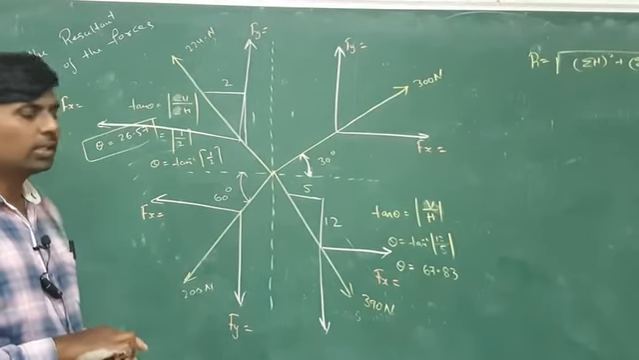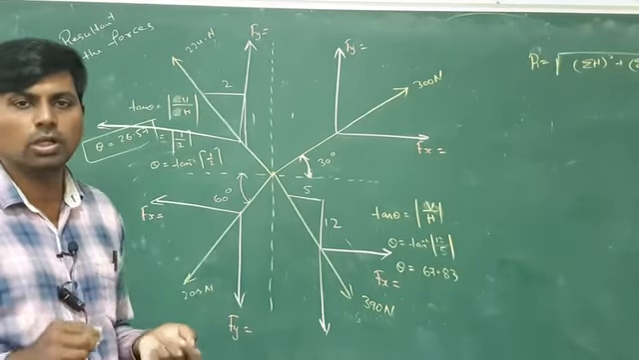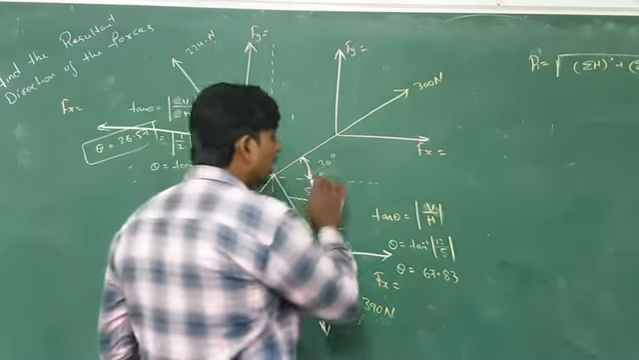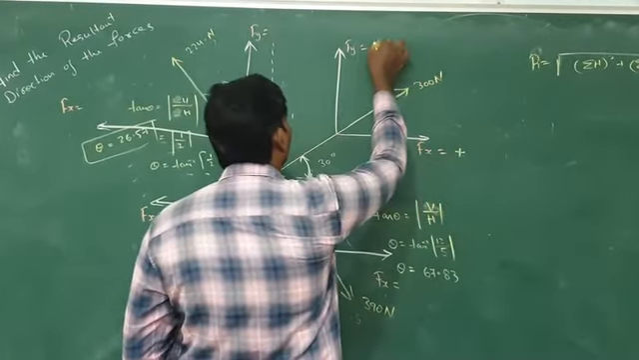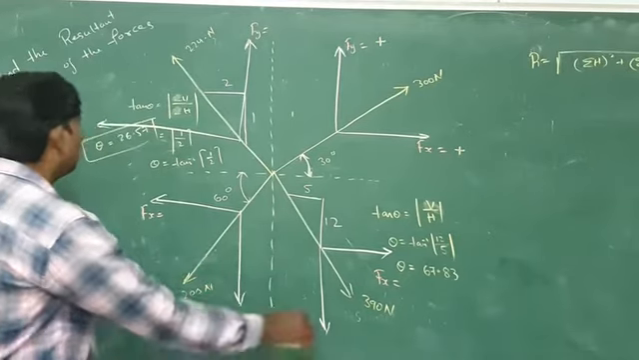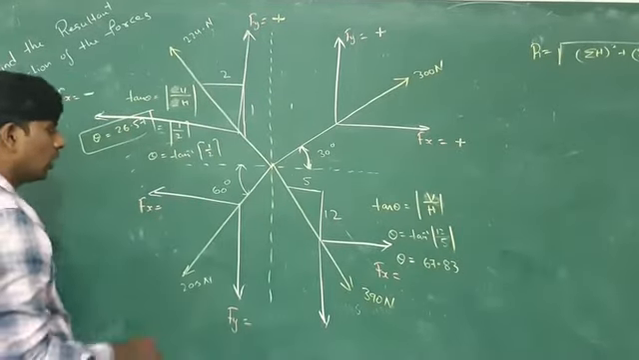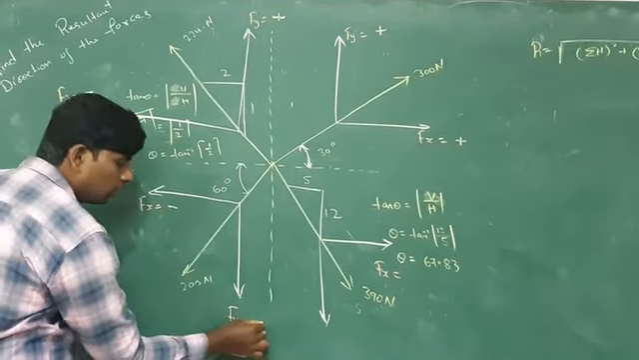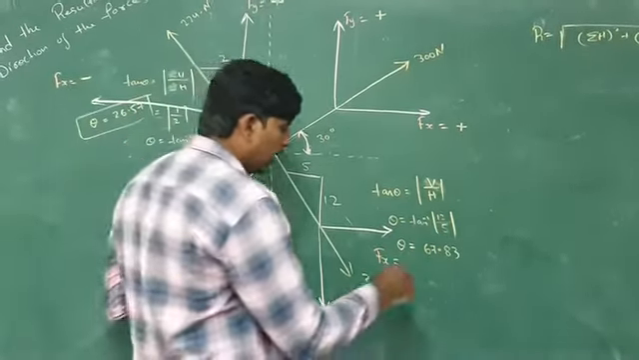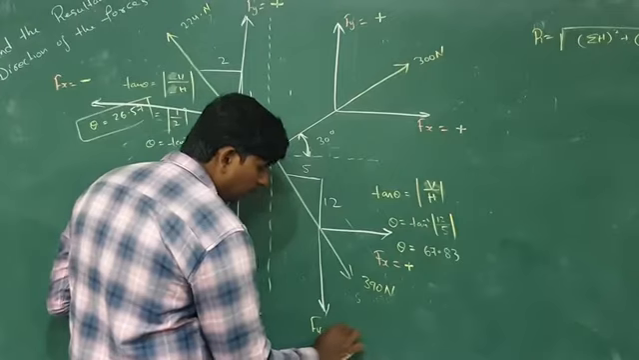After that, you have to decide whether theta is measured with the horizontal or the vertical. Before that, you have to concentrate on the sign: in which quadrant, what is the sign of the x component and y component. In the first quadrant, x is positive as well as y. In the second quadrant, x is negative and y is positive. In the third quadrant, x and y are both negative. In the fourth quadrant, x is positive, y is negative.